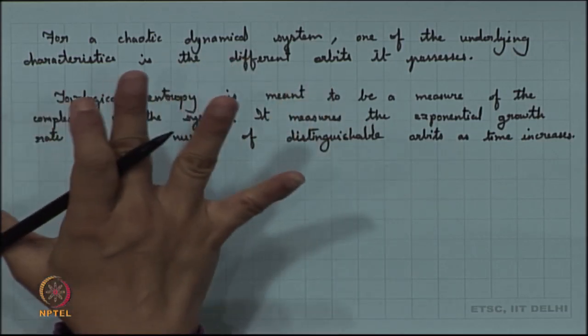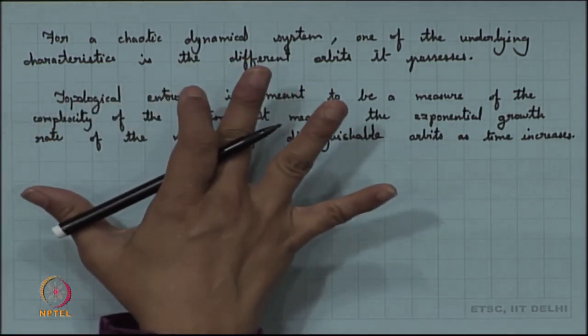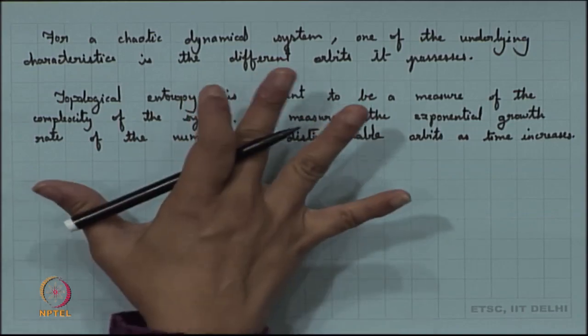We are not formally defining topological entropy. So, particularly in this class, let us assume that the exponential growth rate of the number of distinguishable orbits is our entropy. Now, we are interested in knowing what we mean by distinguishable orbits, and what we mean by distinguishable orbits as time increases. So, how do we distinguish the orbits?